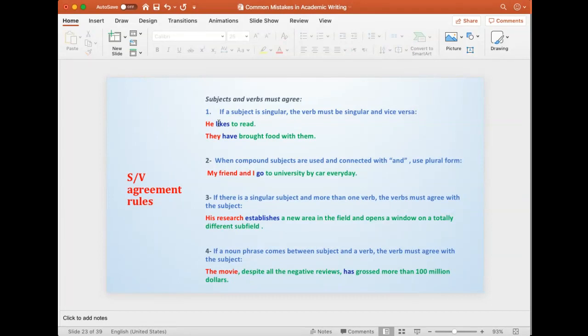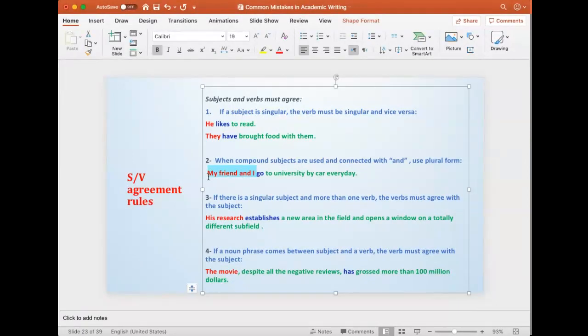Examples: he likes to read. This is a singular format. They have both brought food with them, and this is the plural format. I cannot say he like, and I cannot say they has. In this case, it will be a subject-verb agreement issue. Okay. When compound subjects are used and connected with and, we use a plural form. For example, my friend and I, so here we have a group of people, which is plural, go to university by car every day. Okay.